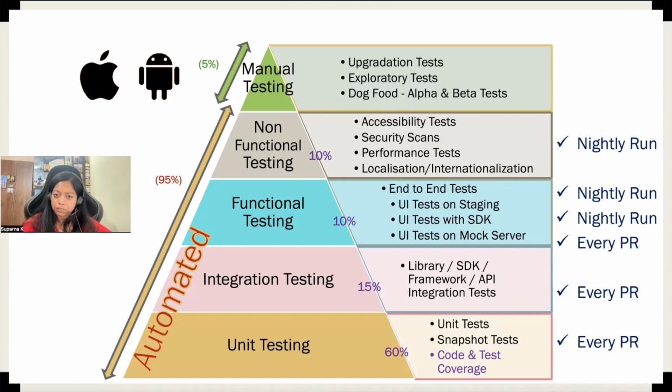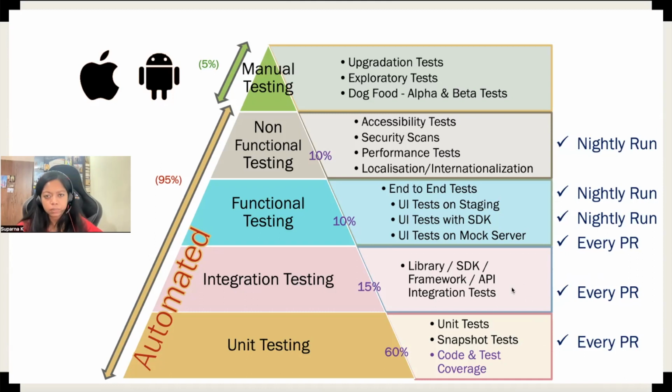So if you have to test everything, how do we scale it? And what approaches do we follow? So what we can do is, because unit testing is fast and cheap, we run all the unit tests, all the snapshot tests in every dev pull request. And the same goes with the integration testing.